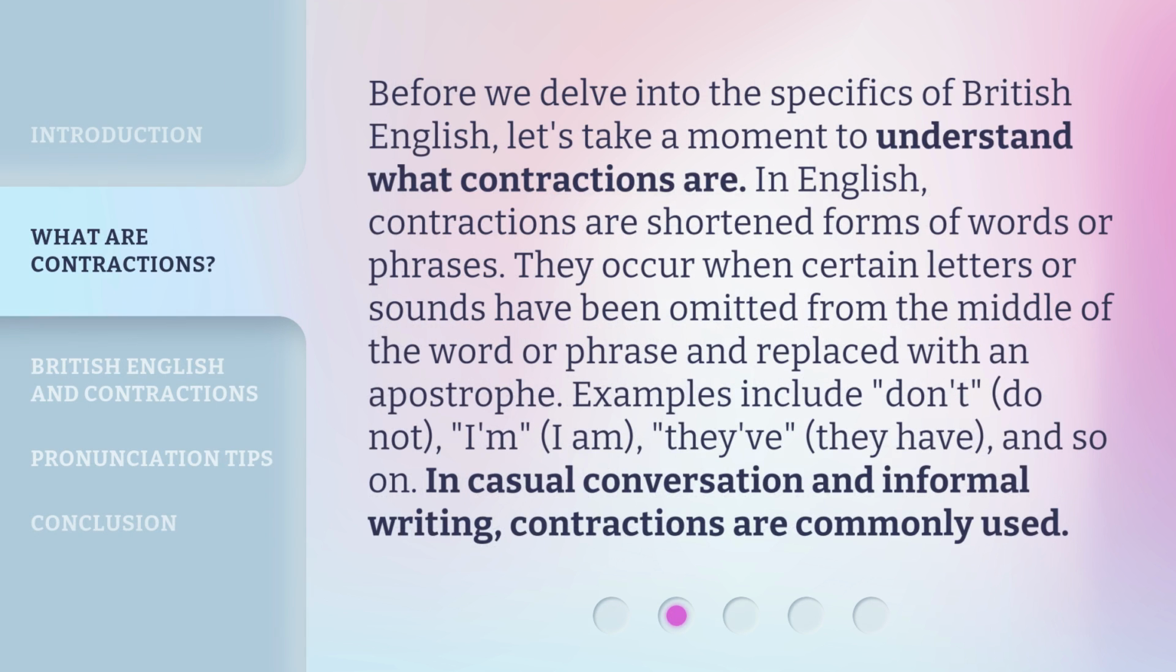Before we delve into the specifics of British English, let's take a moment to understand what contractions are. In English, contractions are shortened forms of words or phrases. They occur when certain letters or sounds have been omitted from the middle of the word or phrase and replaced with an apostrophe. Examples include don't (do not), I'm (I am), they've (they have), and so on. In casual conversation and informal writing, contractions are commonly used.